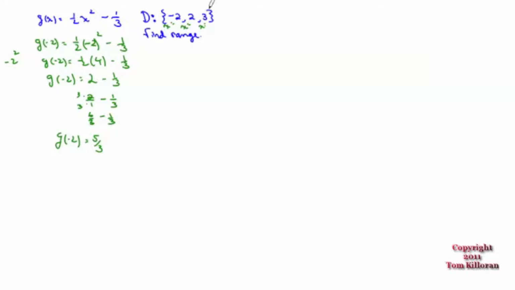Okay. So what's the domain? -2, 5/3. What's the domain? -2. What's the range? 5/3. All right, and then we can do the next one, which is change color.